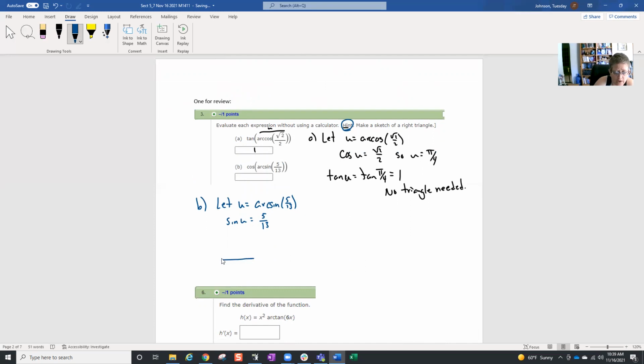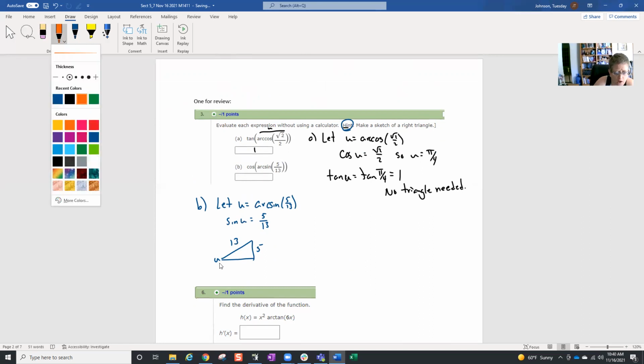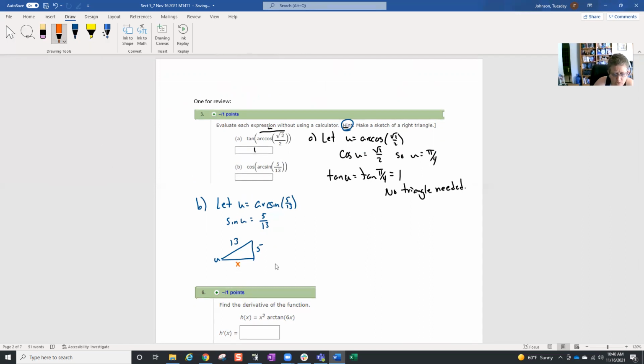So I'm going to draw a standard quadrant 1 angle. Let me call it U. The sine is opposite over hypotenuse. And we can find our missing side. I'm going to call it X, because X squared plus 5 squared equals 13 squared. X squared equals 169 minus 25. And because we're in the first quadrant, we know this X is a positive 12. This whole thing is U. We know that the cosine of U is 12 over 13.